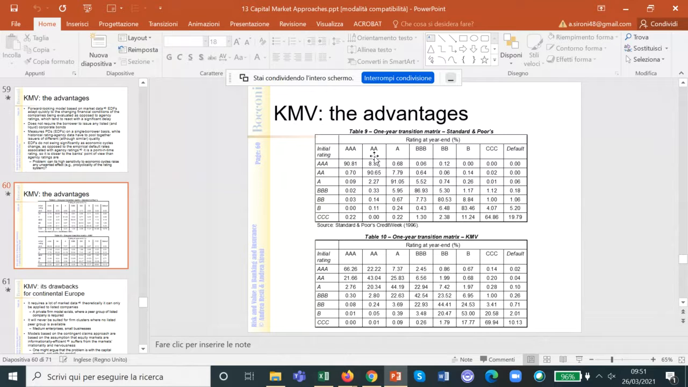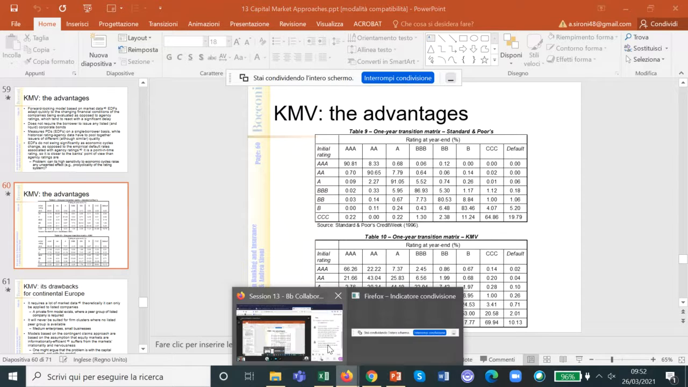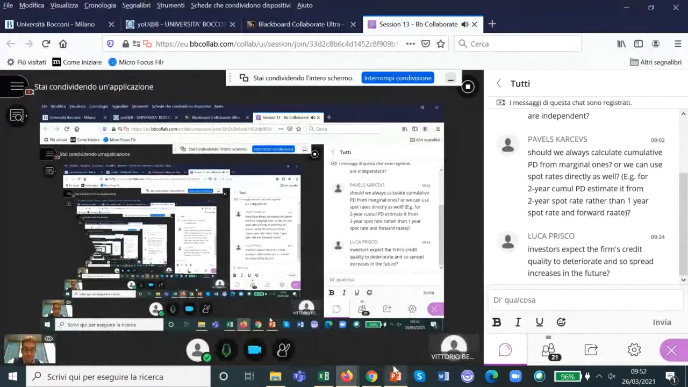Okay. Now, what is the major difference between these two transition matrices? Of course, the transition matrix for KMV is based on distances to default. A company gets downgraded or upgraded based on its distance to default. Now, what is the major difference you see between these two matrices? Anyone wants to guess? No one?